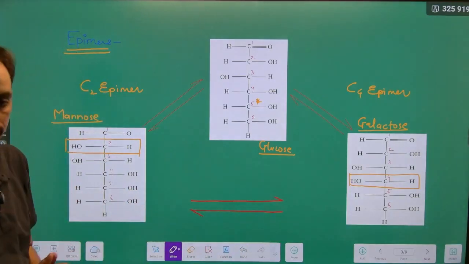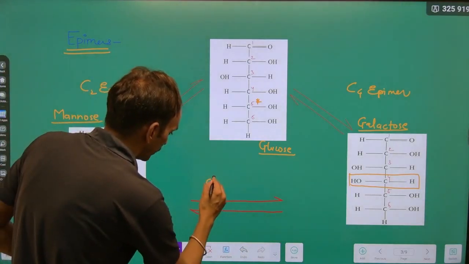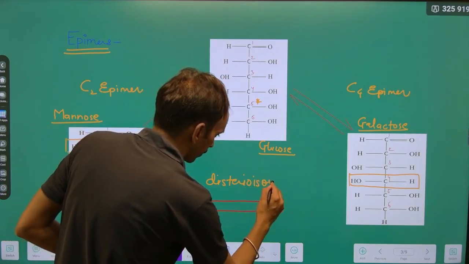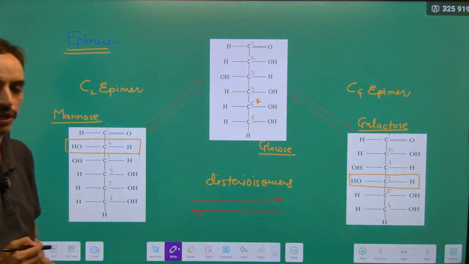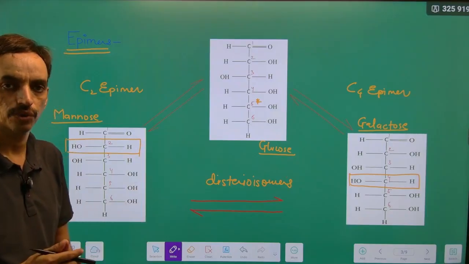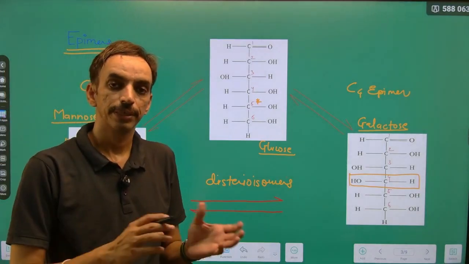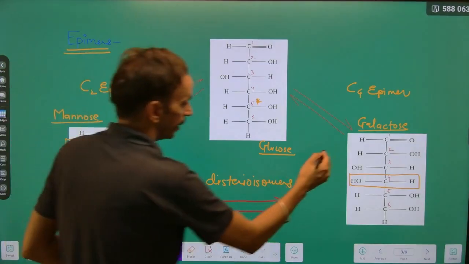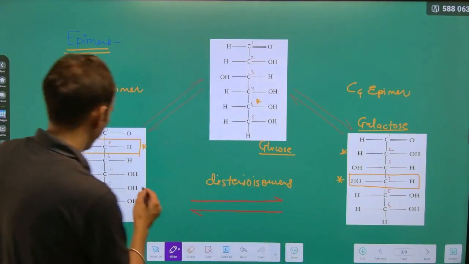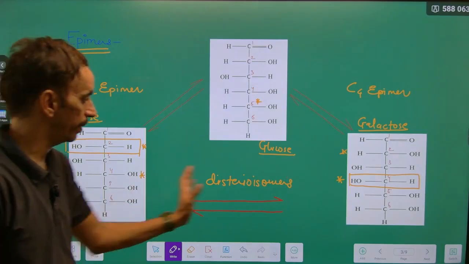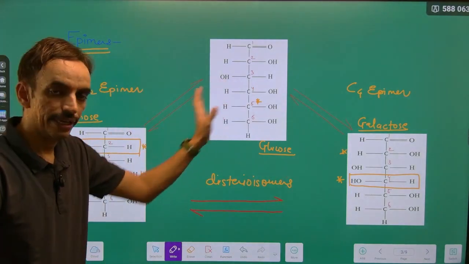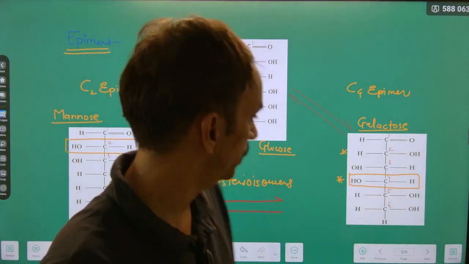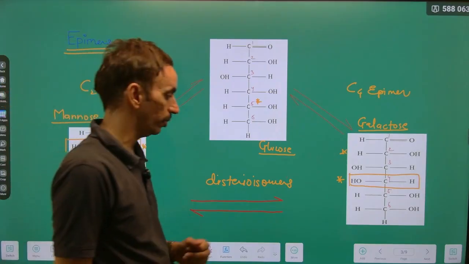Mannose and galactose are known as diastereoisomers of each other. What are diastereoisomers? If there is a change in the position of the functional group at more than one position besides the penultimate carbon, you can see that at carbon number 2 the position of the functional group is different, and at carbon number 4 also there is a difference, so we call these diastereoisomers. If there is a change at only one place, then it is known as an epimer besides the penultimate carbon. So this is the concept of epimers and diastereoisomers.